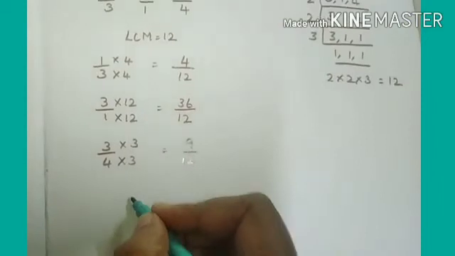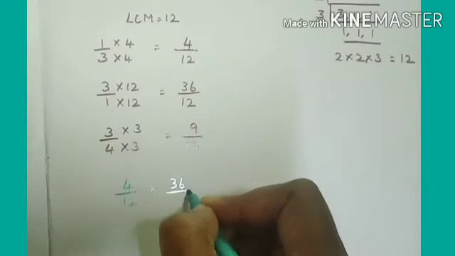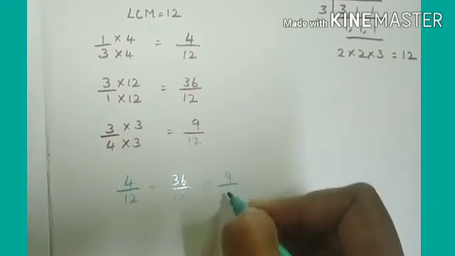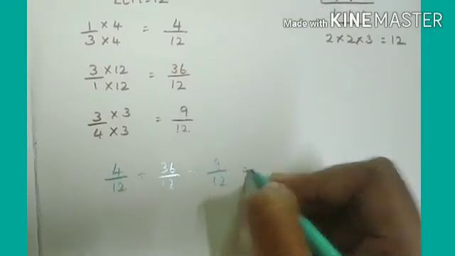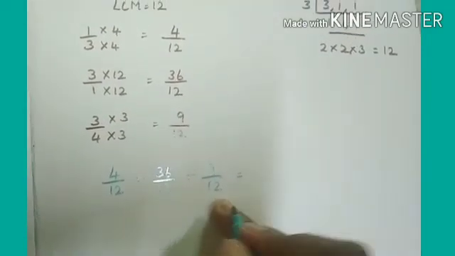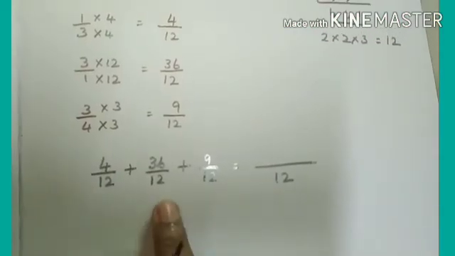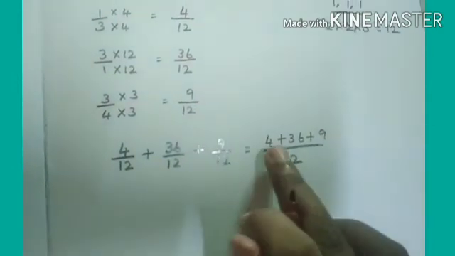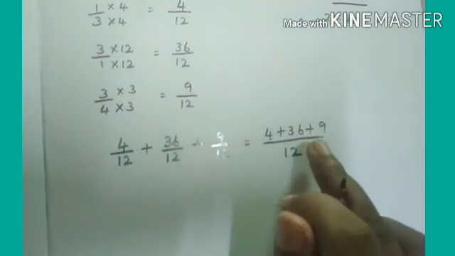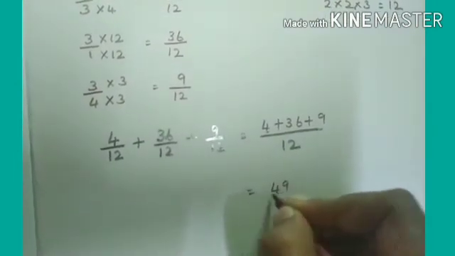Now write the fractions 4 by 12 plus 36 by 12 plus 9 by 12, which are like fractions. Let's add these fractions. Here denominators are common, so write the denominator as 12. Then add the numerators: 4 plus 36 plus 9. 4 plus 36 is 40. 40 plus 9 is 49. We get 49 by 12.